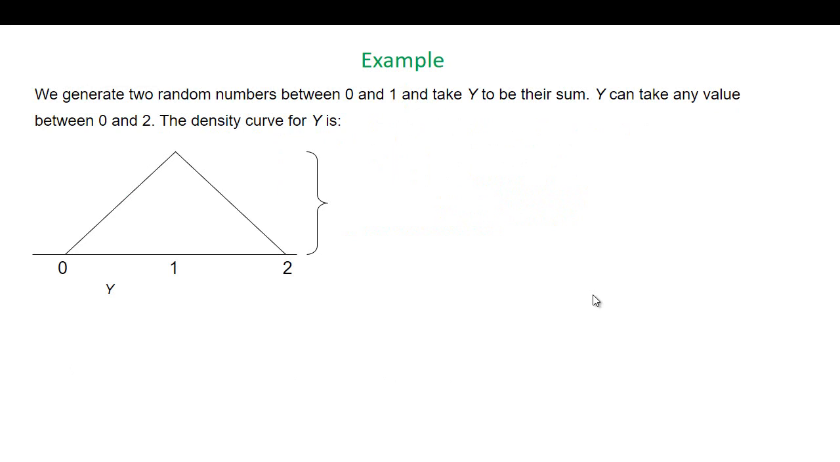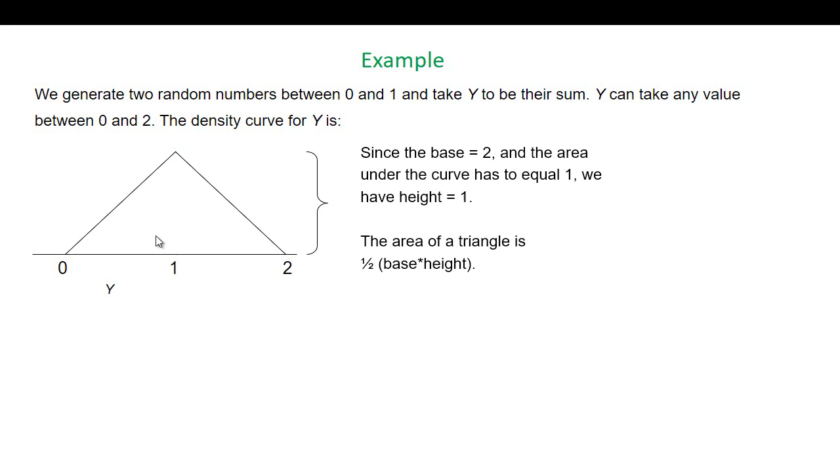All right, here's another example of a density curve. Let's say that we randomly pick two numbers between 0 and 1, and y is the sum of the two numbers. So in that case, y can take on any value between 0 and 2. The density curve for y turns out to be this triangular shape, consisting of these two line segments. The height of this point here is 1, and the area of this triangle is exactly 1.